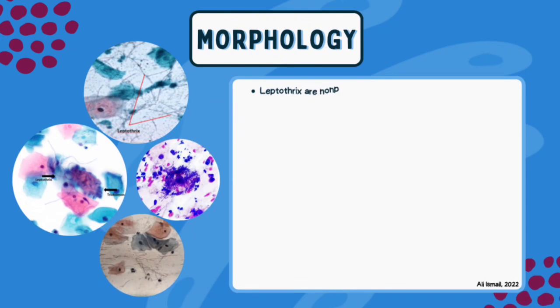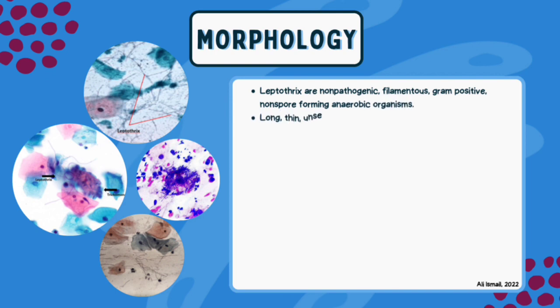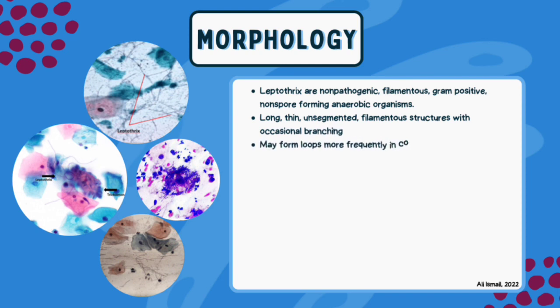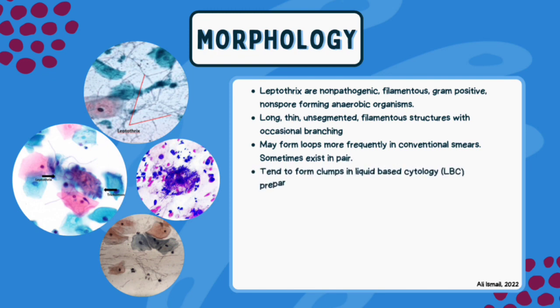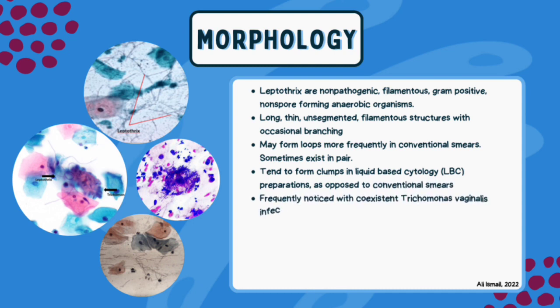Next is the morphology of Leptothrix. Leptothrix are non-pathogenic, filamentous, gram-positive, non-spore-forming anaerobic organisms. They are long, thin, segmented, filamentous structures with occasional branching. They may also form loops and are seen more frequently in conventional smears, because in liquid-based cytology the background is virtually eliminated, so Leptothrix is hardly seen. Other than that, Leptothrix also sometimes exists in pairs. These organisms also tend to form clumps in liquid-based cytology preparations, as opposed to conventional smears.